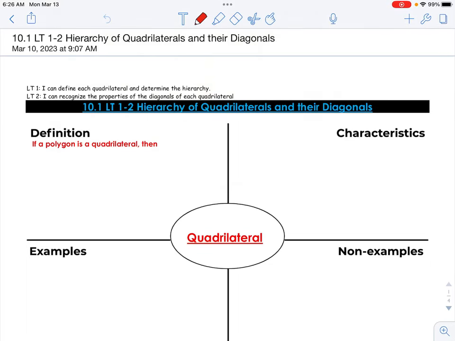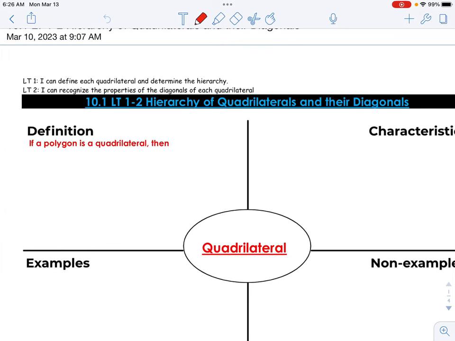All right, so we're going to be talking about the hierarchy of quadrilaterals and their diagonals. So let's just start talking about a quadrilateral.